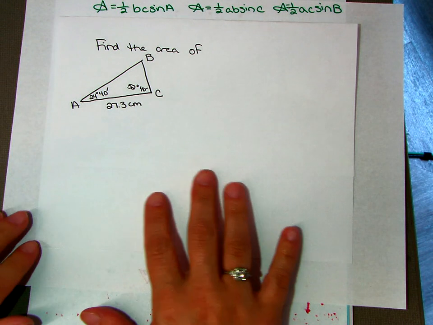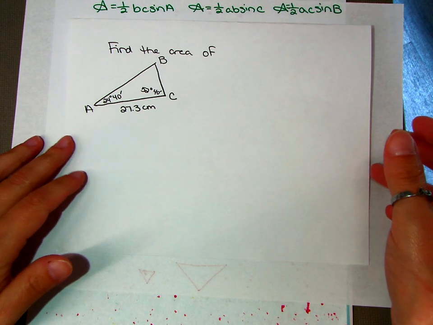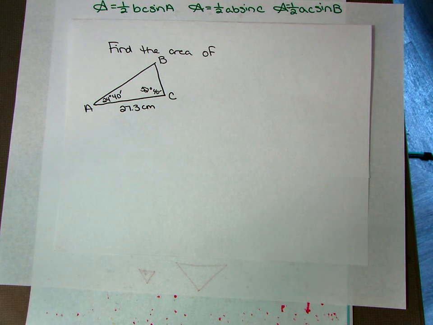We need to find the area of this triangle. Angle A is 24 degrees 40 minutes. Side B is 27.3 centimeters, and angle C is 52 degrees 40 minutes.